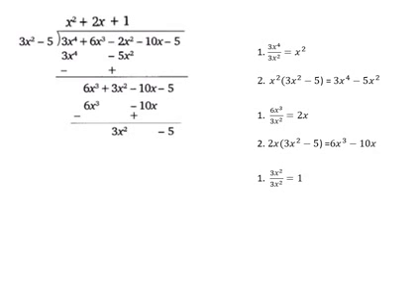Now the quotient has to multiply with the divisor. If I multiply, you will get 3x square minus 5, right below the dividend. Now change the sign. Plus 3x square becomes minus 3x square. Minus 5 becomes plus 5. If I cancel, you will get the remainder 0. Therefore, our quotient is x square plus 2x plus 1.